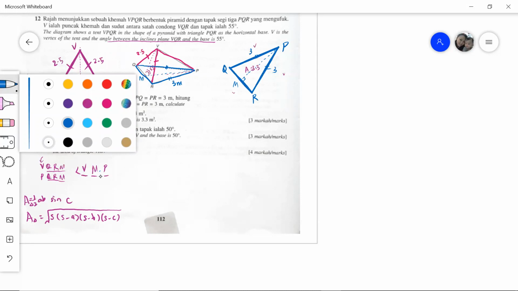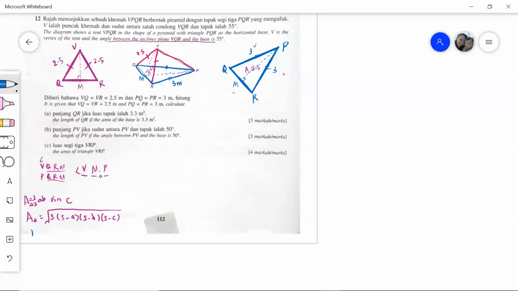semi-perimeter is. So let me label QR, let's say QR to be A. So our semi-perimeter will be 3 plus 3 plus A, and then divided by 2. So we will have 6 plus A divided by 2. This one I would like to write in 2 terms: 3 plus half A. Now with that, let's put it into our formula.